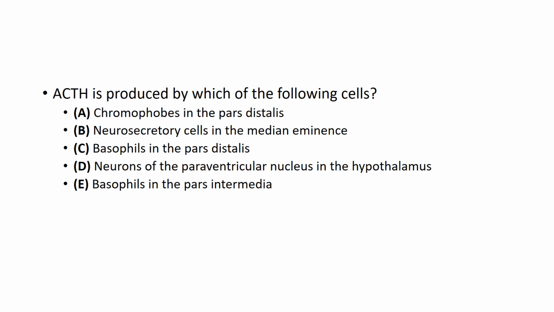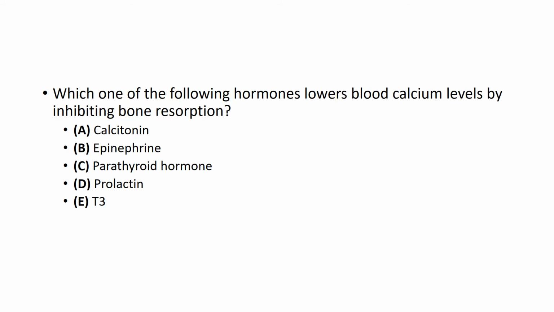ACTH, adrenocorticotropic hormone. It is produced by which one of the cells? Is it by chromophores? No. The neurosecretory cells? No. The basophils in the pars distalis? Yes. So it's produced by the basophils which are present in the pars distalis. Neurons from the paraventricular nucleus? No, that's for the posterior pituitary hormones. Basophils from the pars intermedia? That's also not the right answer.